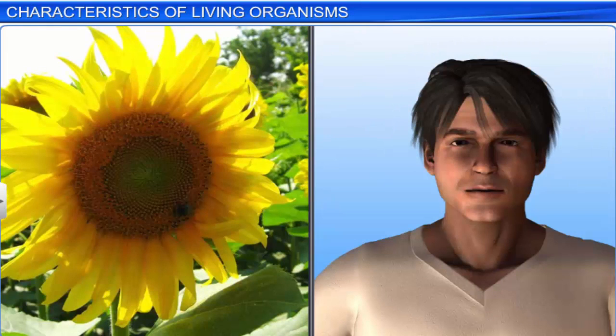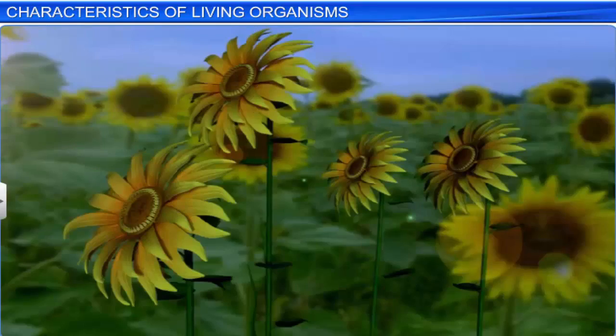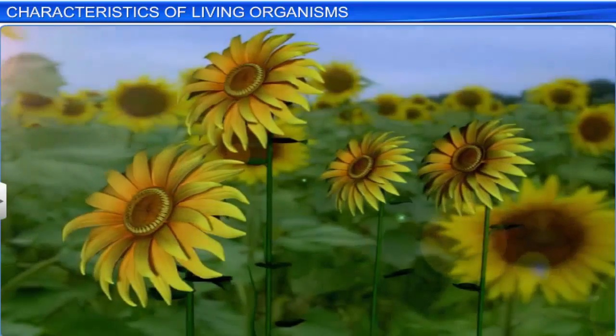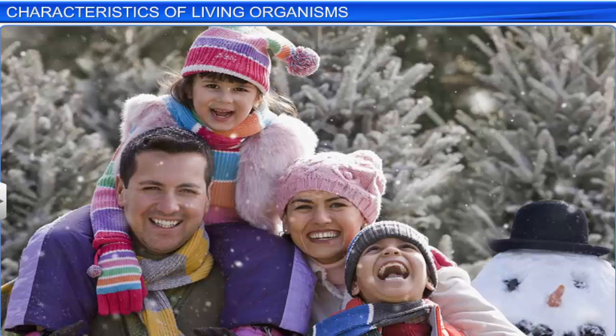Consciousness is another feature associated with living organisms. We know that all living organisms sense and respond to environmental stimuli such as light, water, and temperature. For instance, a sunflower always faces the sun. Humans too respond to environmental stimuli and are aware of their surroundings and themselves. For instance, in winters, they wear woolens to keep their bodies warm.